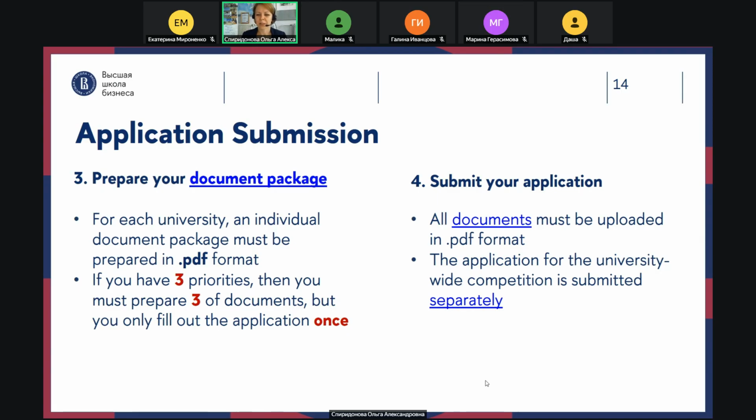So all the documents should be combined and made in PDF format. And just a note, as for the wide competition of HEC, you have to apply there separately.